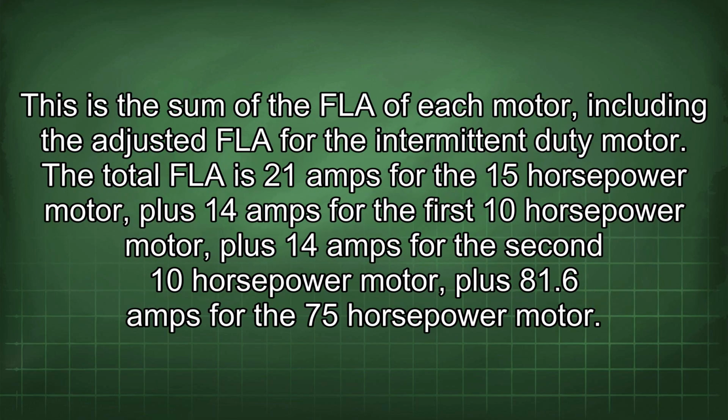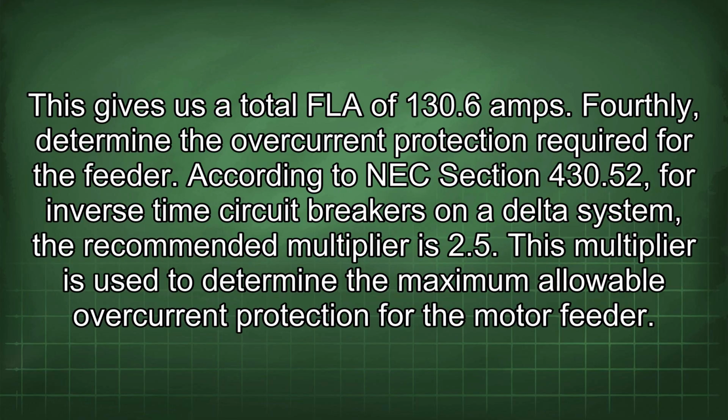This is the sum of the FLA of each motor, including the adjusted FLA for the intermittent duty motor. The total FLA is 21 amps for the 15-horsepower motor, plus 14 amps for the first 10-horsepower motor, plus 14 amps for the second 10-horsepower motor, plus 81.6 amps for the 75-horsepower motor. This gives us a total FLA of 130.6 amps. Fourthly, determine the overcurrent protection required for the feeder.